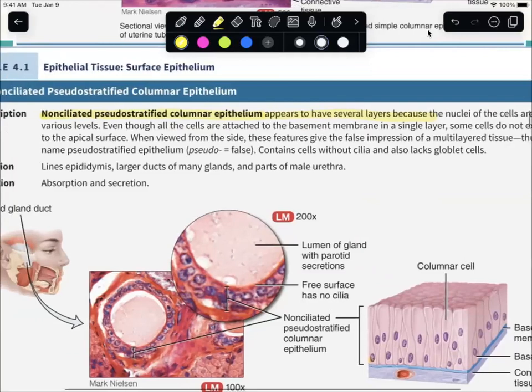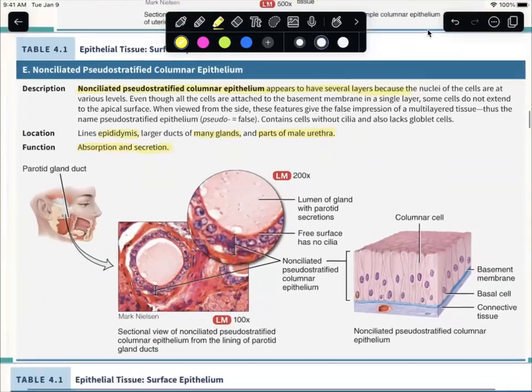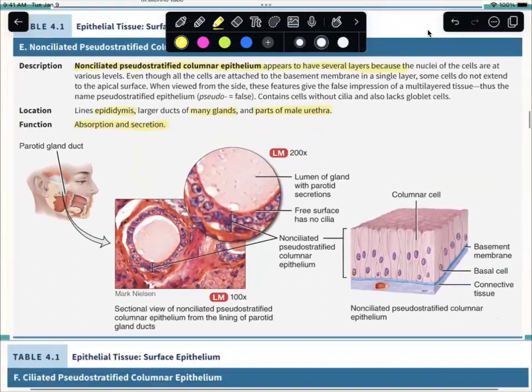So that epididymis, that male reproductive tract, some glands, and that part of that male urethra. We're even going to see some of this non-ciliated pseudostratified columnar. Again, we absorb and we secrete. This one isn't very common, so it's more just kind of mentioning it. You're not going to have to identify this one in lab.